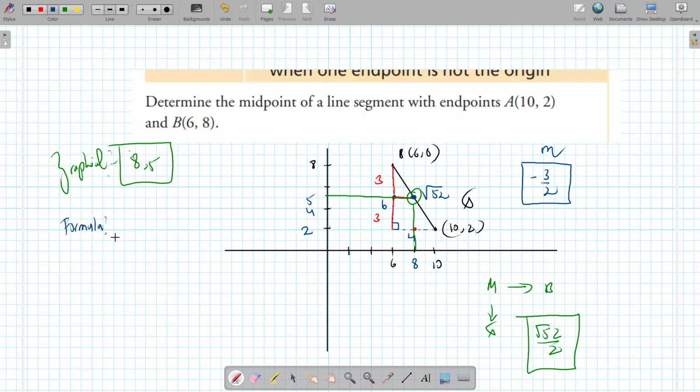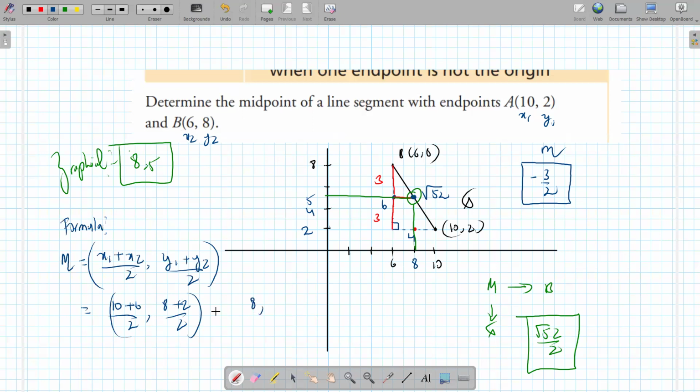And the formula states this: the midpoint of a line segment between 2 points is (x1 plus x2 divided by 2, y1 plus y2 divided by 2). It's the literal average, or the middle, between the x values and the y values. So if we plug this in, x1, y1 doesn't matter. You can either let this be x1, y1, or you can let this be x1, y1. The order doesn't matter as long as you have 1, 1 and 2, 2. So here it's going to be 10 plus 6 over 2 and 8 plus 2 over 2. So that's 16 over 2, that's 8. That's 10 over 2, that's 5. And there you go, that's the midpoint.